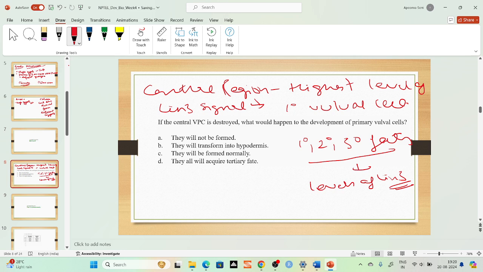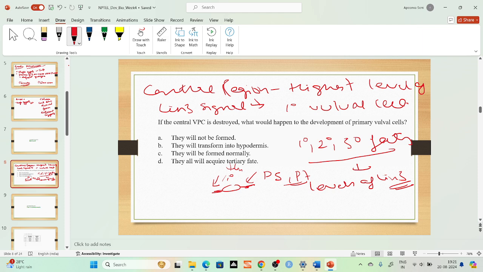Secondary fate is adopted by the neighboring VPCs. That means if this is the central region, the neighboring regions, which are mostly P5 or P7, become the secondary fate. This is the primary fate because it receives the highest amount of Lin3 signal. This becomes the secondary fate because it receives a lesser amount of Lin3 signal. And tertiary fate is adopted by the other vulval precursor cells that do not receive enough Lin3, and they can differentiate into hypodermis because they do not receive the correct level of Lin3.